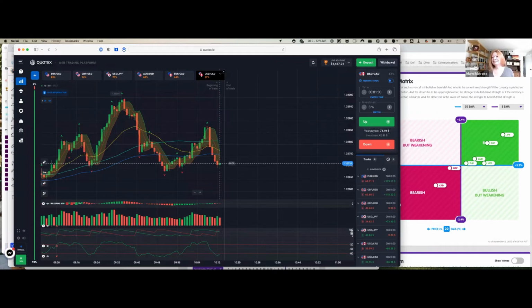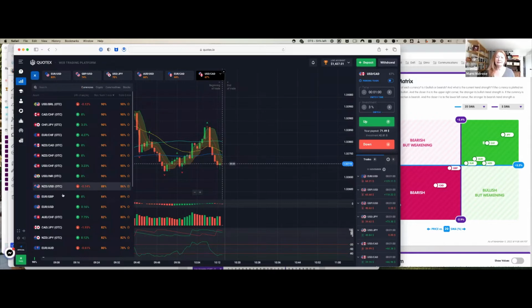So OTC is over the counter. When volume gets low, they will trade over the counter, OTC. And when you see these ones without the things there, those are like the live ones. You'll see those on TradingView. You won't see these on TradingView. Okay.